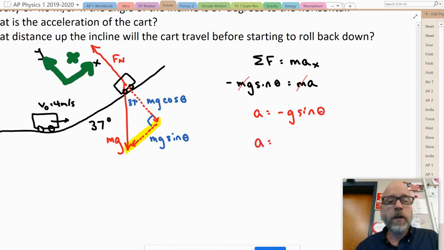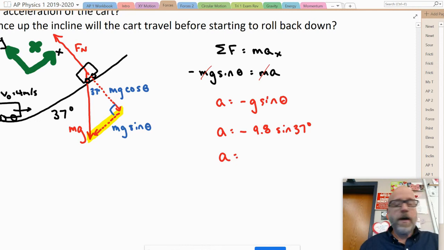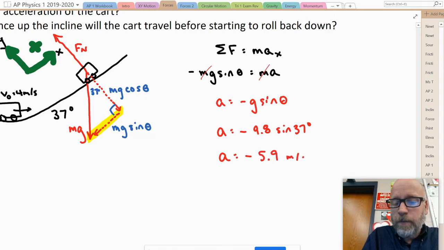Now, anytime we're plugging into g with these formulas, we're plugging in the value of positive 9.8. So the negative sign in the front gives me negative 9.8 times the sine of 37 degrees. And I get, make sure your calculator is in degrees, negative 5.9 meters per second squared.